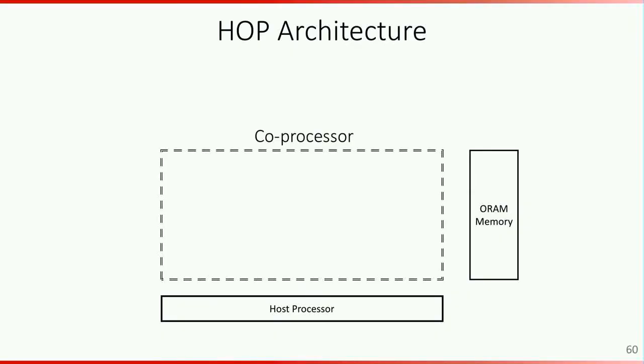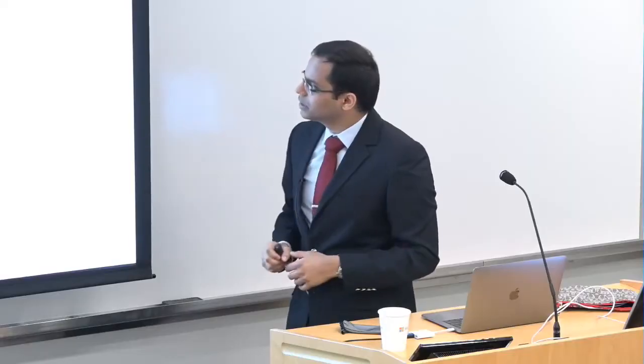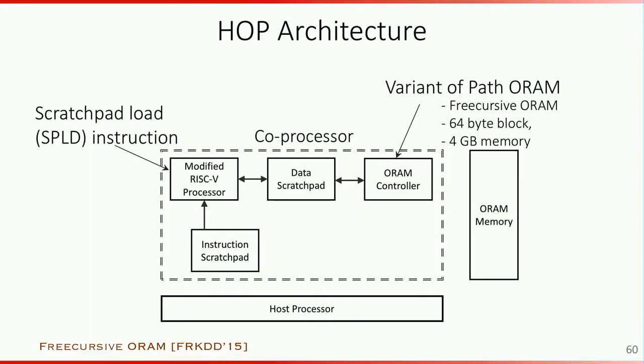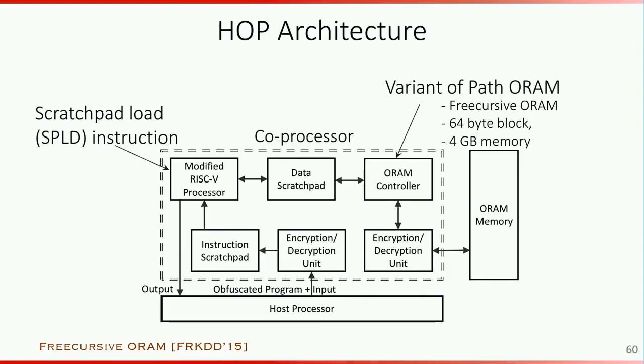So here is what the architecture of the system looks like. We have a secure coprocessor, which works in conjunction with the host processor, which is the adversary. And your data is stored in an ORAM memory, which is encrypted. We started off with the Verilog code corresponding to a RISC-V processor, and we modified this to include a scratchpad load instruction, which was used to feed the data and instruction scratchpad. For the Oblivious RAM, we used a variant of Path ORAM called recursive ORAM, and this is something that was built previously. And finally, we had encryption and decryption units to ensure that all the data outside is stored encrypted.